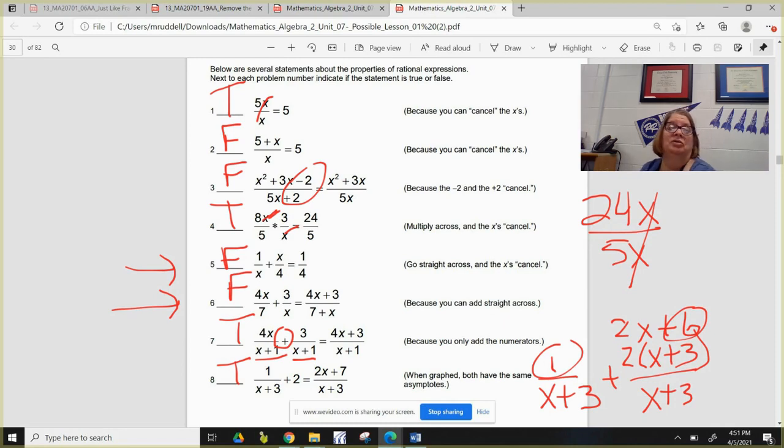Okay. So what do you notice? What do you see in the pattern there, that when can you cancel and when can you not? You can cancel with multiplication. You cannot cancel with addition.